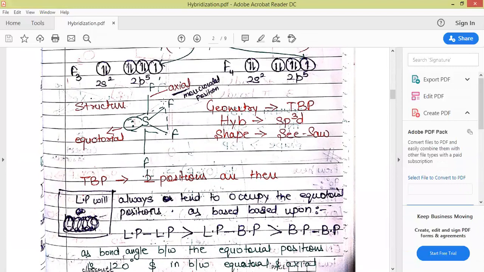It is a seesaw shape, as is clearly seen, if this is the base of a seesaw and this is the pole of the seesaw, not the pole where seats are there where children sit and enjoy the swing. It is a seesaw shaped molecule if we do not consider this lone pair. So while considering the shape, we are not supposed to consider the presence of the lone pair.